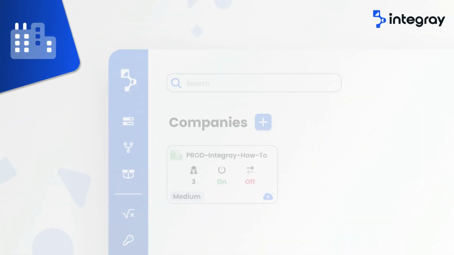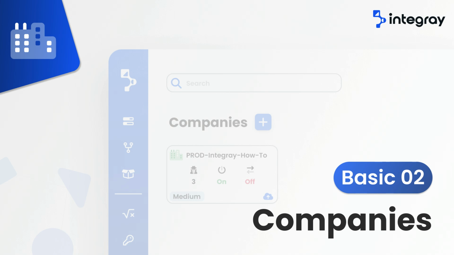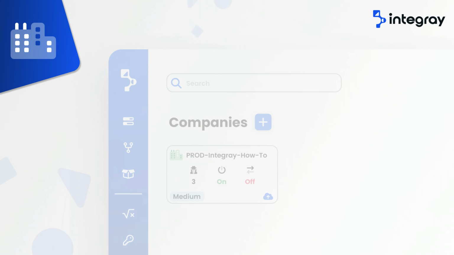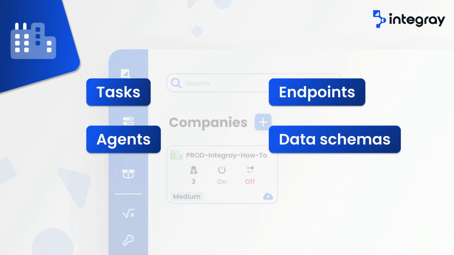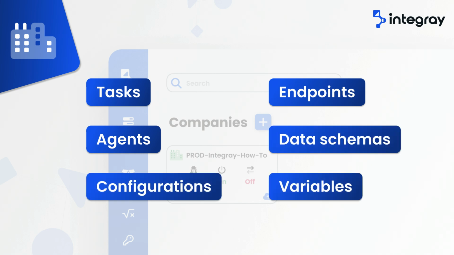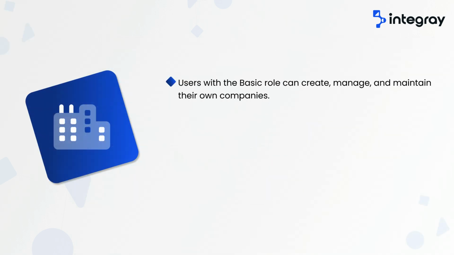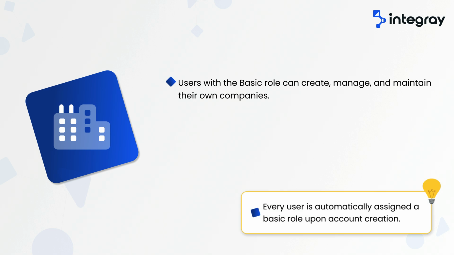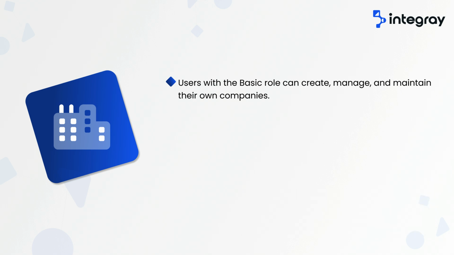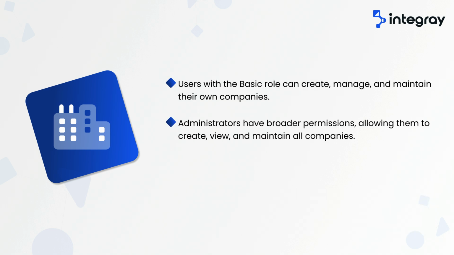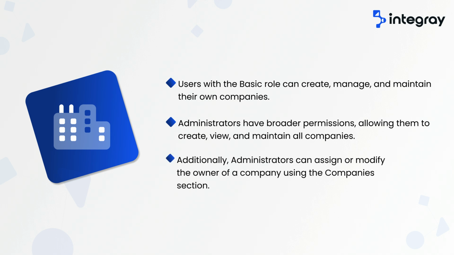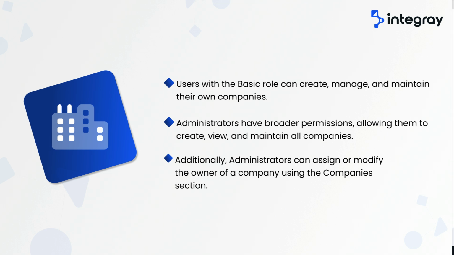In this video, you'll learn everything you need to know about managing companies in Integray. The company framework organizes related tasks, endpoints, agents, data schemas, configurations, and variables. Users with the basic role can create, manage, and maintain their own companies. Administrators have broader permissions, allowing them to create, view, and maintain all companies. Additionally, administrators can assign or modify the owner of a company using the Administration Companies section.